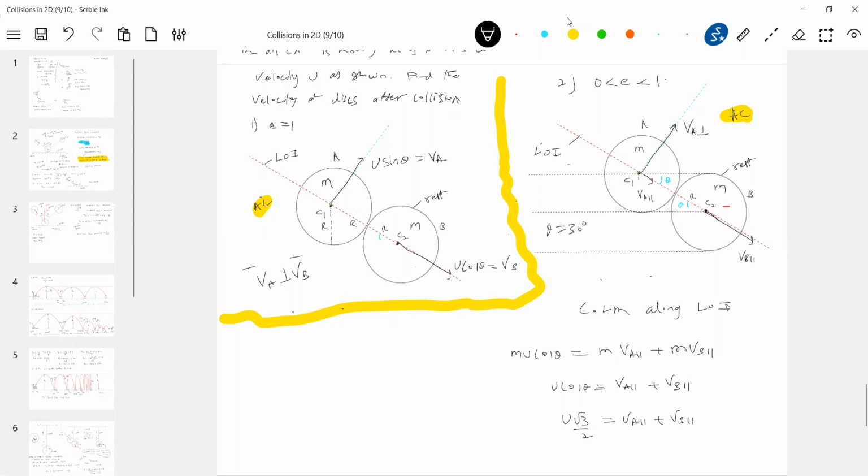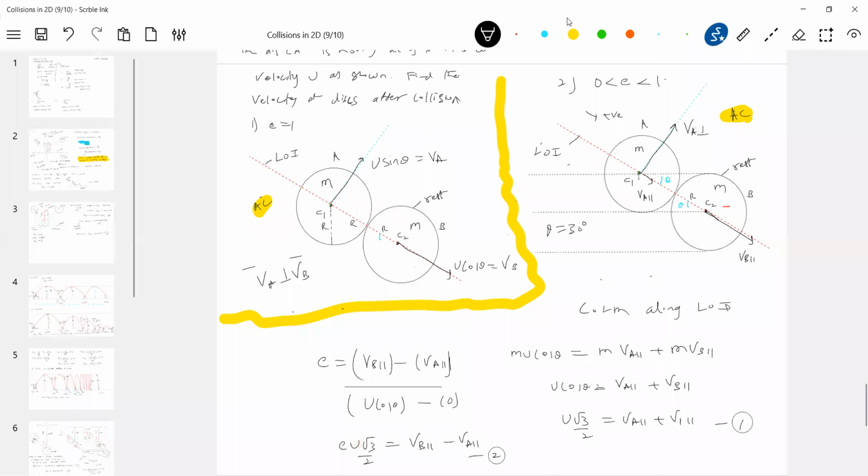Keep it here. So two unknowns. Then the coefficient of restitution formula. I'll take this as positive: e equals VB parallel minus VA parallel by u cos theta minus 0. So e u root 3 by 2 equals VB parallel minus VA parallel. Equation 1. What are the unknown things? VA parallel and VB parallel, two unknowns are there. I'll add up these two and I'll get the unknown quantities.